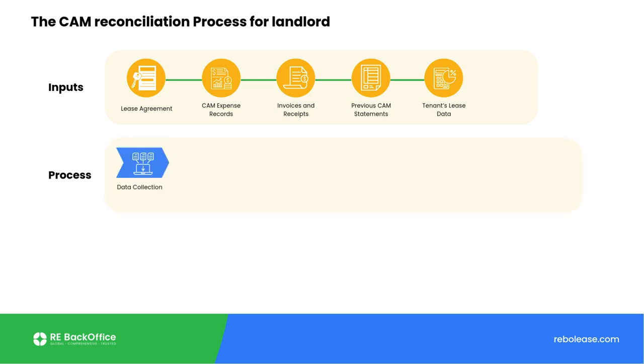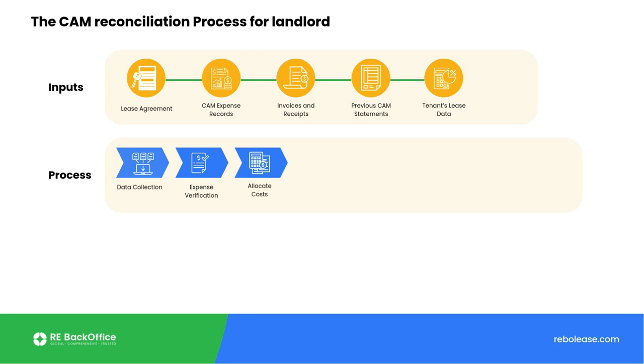First, data collection. Compile expenses. Gather all invoices, receipts, and expense reports related to CAM. Review lease agreements. Ensure understanding of each tenant's CAM obligations and calculation methods. Second, expense verification. Review costs. Verify that all expenses are legitimate and in accordance with the lease agreements. Ensure accuracy. Check that all expenses are correctly recorded and categorized.